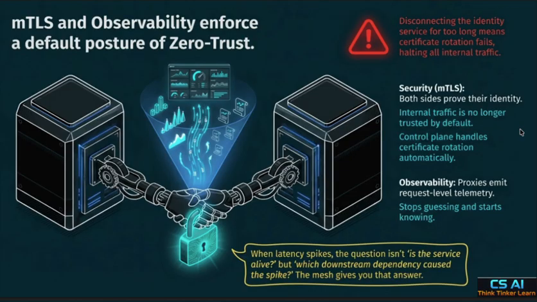Security and observability are the final pillars. mTLS ensures a default posture of zero trust. Both sides of every internal connection must prove their identity. The control plane handles certificate rotation automatically so you don't have to. On the observability side, proxies emit request-level telemetry. When latency spikes, the mesh stops you from guessing whether the service is alive, and tells you exactly which downstream dependency caused the spike.